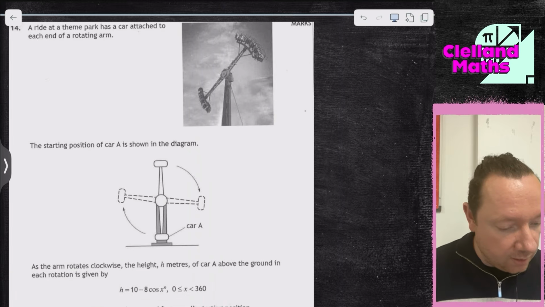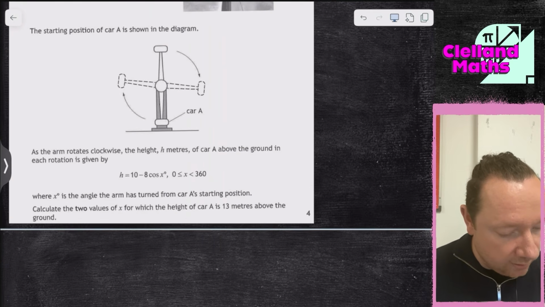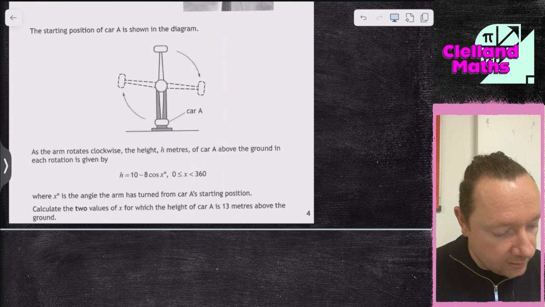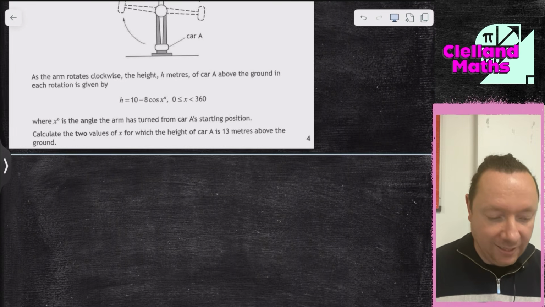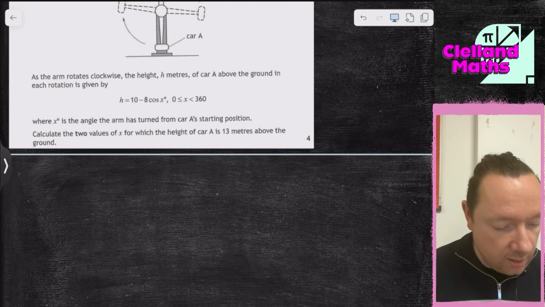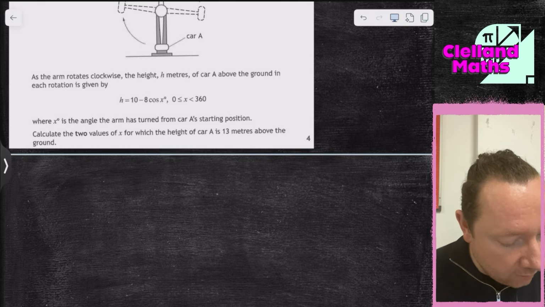The ride at a theme park has a car attached to the end of a rotating arm. The starting position of the car is shown in the diagram. As the arm rotates clockwise, the height in meters above the ground for each rotation is given by, there's our key thing, h equals 10 minus 8 cos x. Trig equation, where x is the angle. Calculate the two values of x for which the height is 13 meters above the ground.